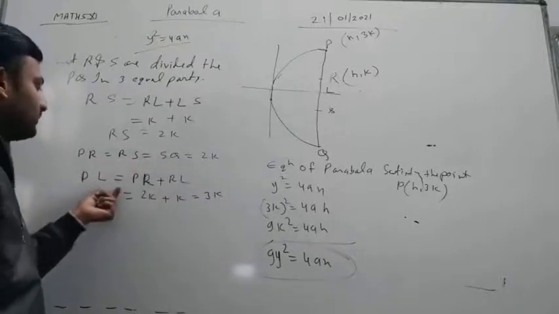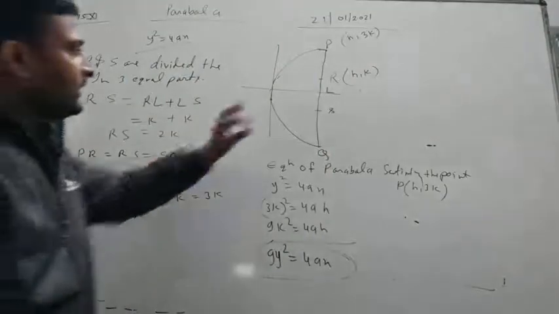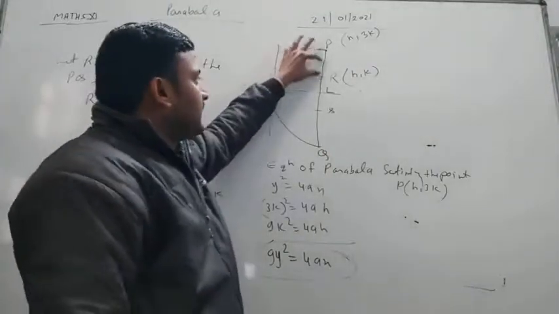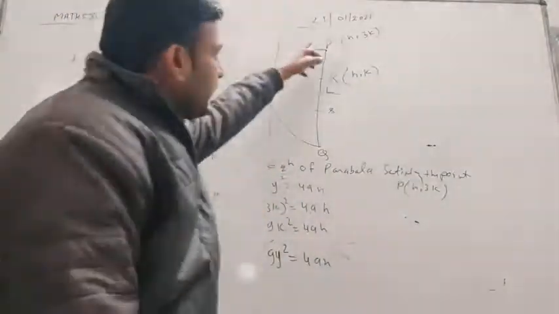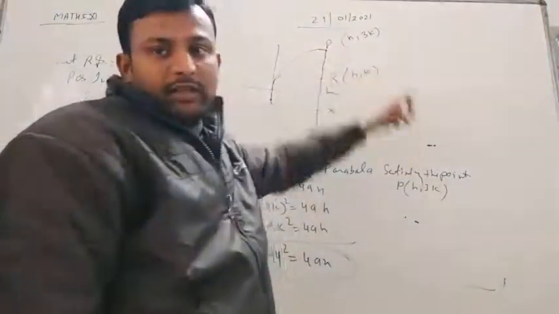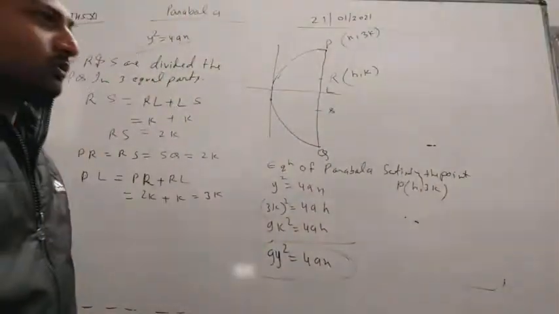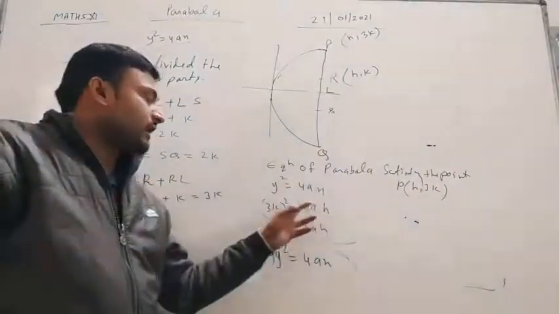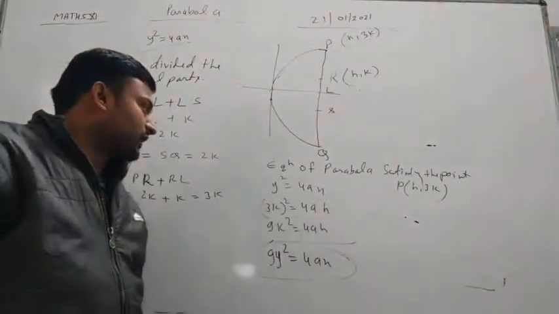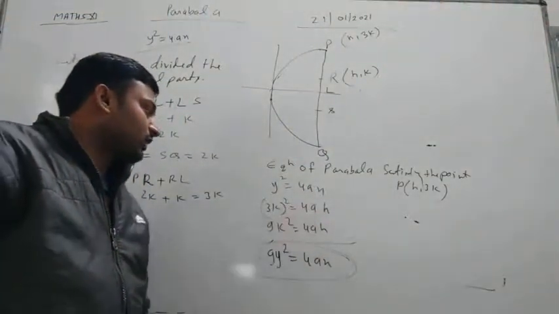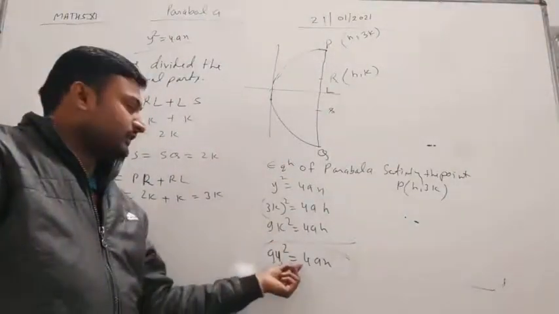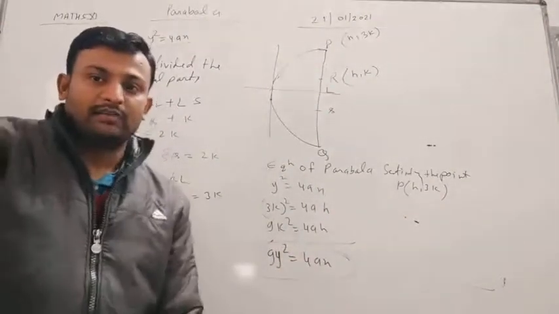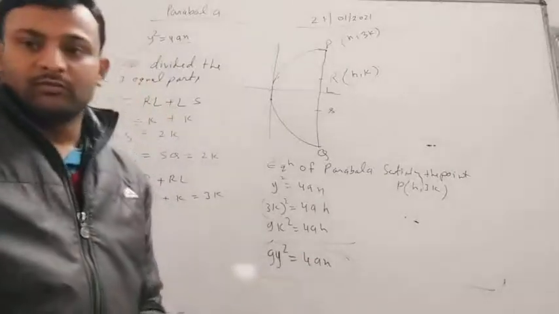So PL, student, will be equal to what? This length plus this length, and this is K and this is 2K, so it will be equal to 3K. So the coordinate of this point P is (h, 3k). And you know this point lies on the parabola, so it will satisfy the equation of the parabola. So y square is equal to 4ax, so (3k) square is 4ah. So 9k square is equal to 4ah and 9y square is equal to 4ax. So this will be the locus of the point.